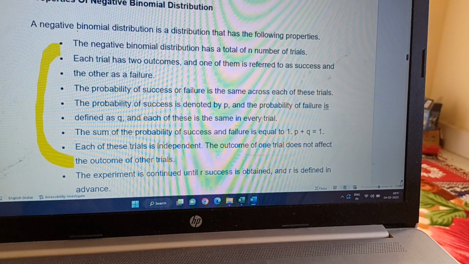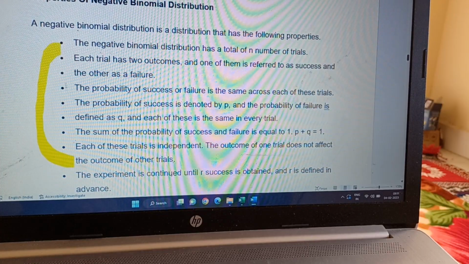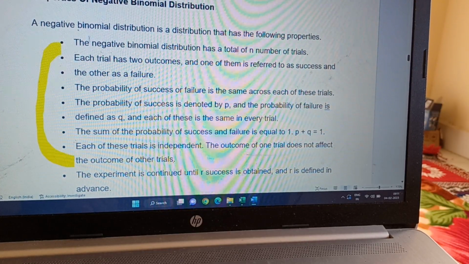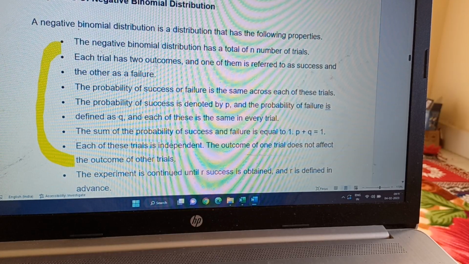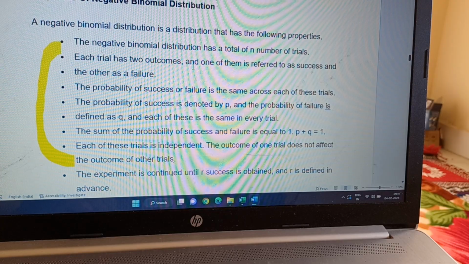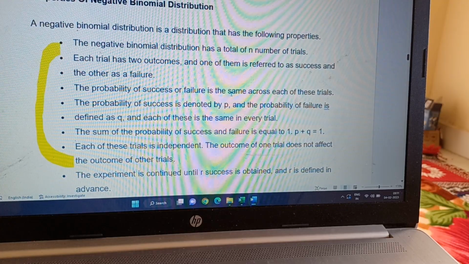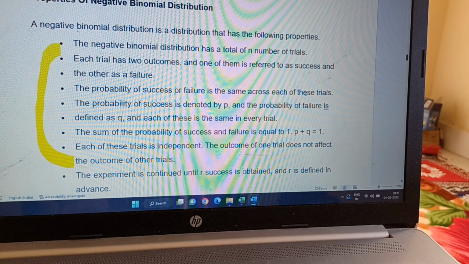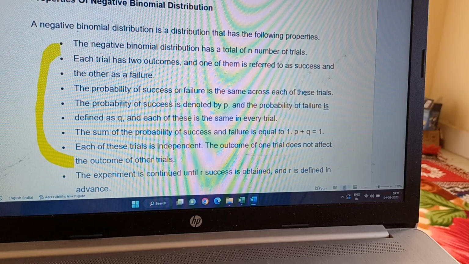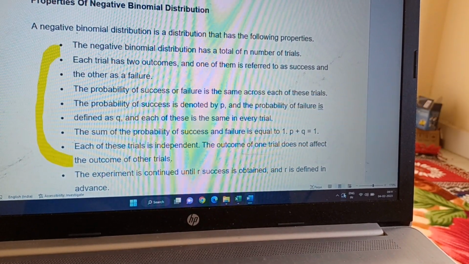The negative binomial distribution and binomial distribution share the highlighted points. There are n number of trials. Each trial has 2 outcomes, the same as in binomial distribution, which are p and q. The probability of success and failure is the same across each trial, meaning it is with replacement. The probability of success is denoted by p. That's what I already talked about.